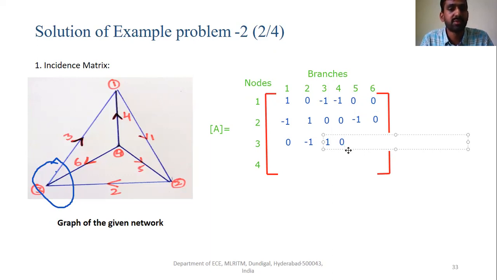So, let us check with respect to branch number 5. Branch number 5 is also not incident, and this value is going to be 0. What about branch number 6?